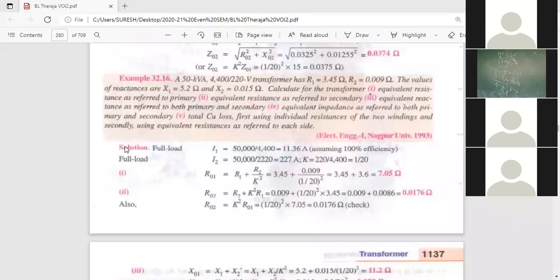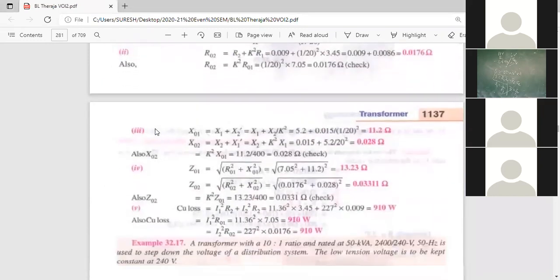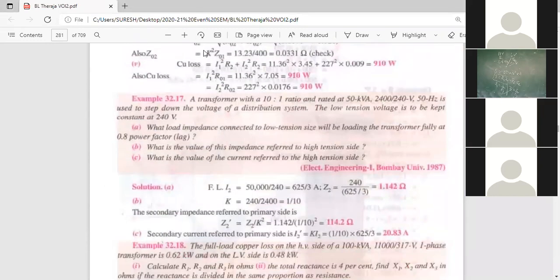Is it okay now? Yes, sir. See on the screen, in the starting of the solution he is giving I1 is equal to S by E1, I2 is equal to S by E2. Like this you have calculated I1 and I2. Now see the copper loss. Individually he has calculated I1 square R1 plus I2 square R2. Now he is asking combinedly.